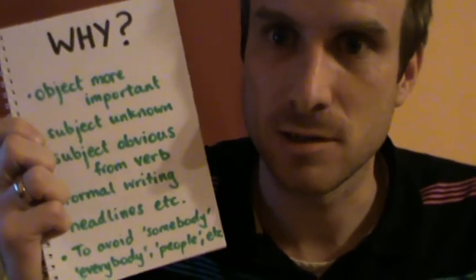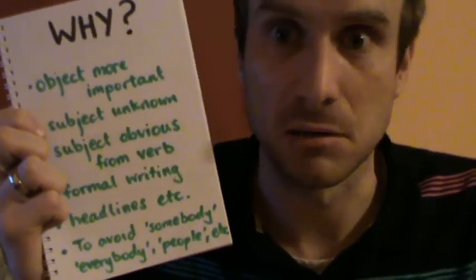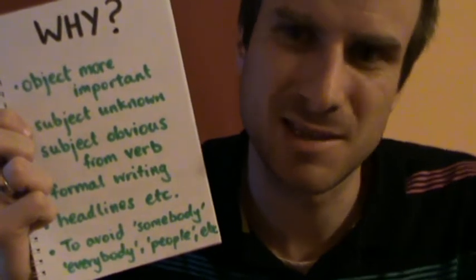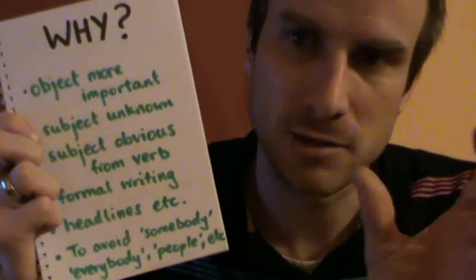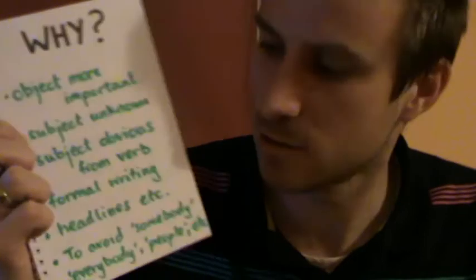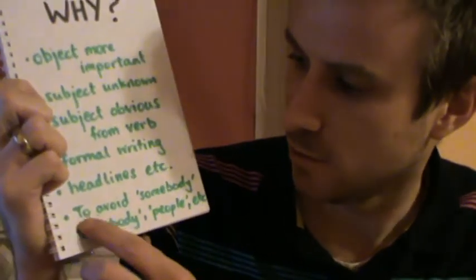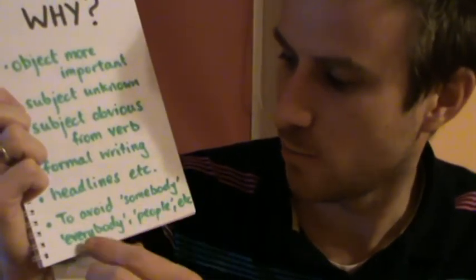Okay, and the last one here is headlines and things. In newspapers you'll say 10 killed in explosion, because the 10 people are more important, and it's a shorter way of writing the sentence. And lastly, to avoid saying somebody, everybody, people, these very vague terms, if something's general, everybody thinks it. Kurt Vonnegut is thought to be a great writer, rather than saying people think that Kurt Vonnegut is a great writer, because Vonnegut is the important thing.